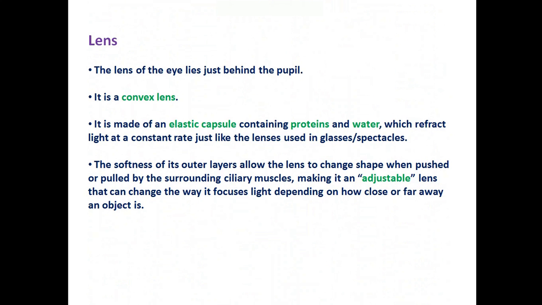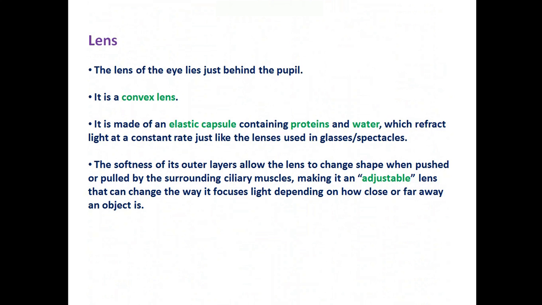Lens. Well, this is one of the most interesting structures. The lens of the eye lies just behind the pupil. It is a convex lens. It is made of an elastic capsule, containing proteins and water, which refract light at a constant rate, just like the lenses used in glasses or spectacles.